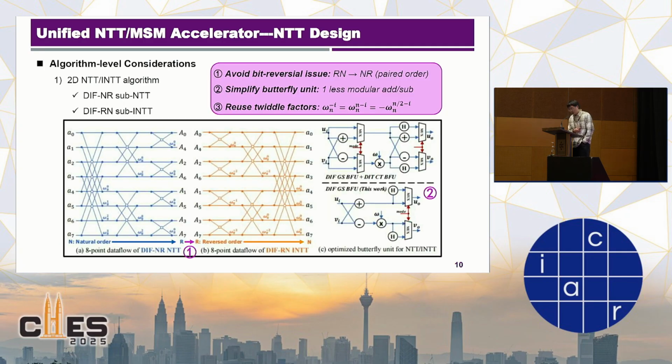Moreover, for the sub-NTT and sub-INTT design, we consider 3 optimization points. First, we avoid the bit reversal issue by applying sub-NTT and sub-INTT with paired order. Second, we only use the GS type butterfly to reduce the butterfly cost by 1 less modular addition and subtraction. Third, based on the special properties, we also reuse the twiddle factors of NTT for INTT to reduce memory overhead.